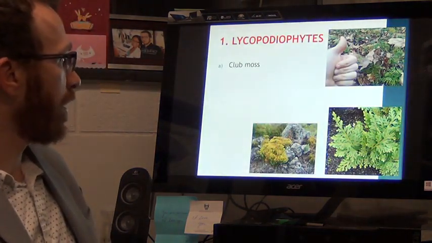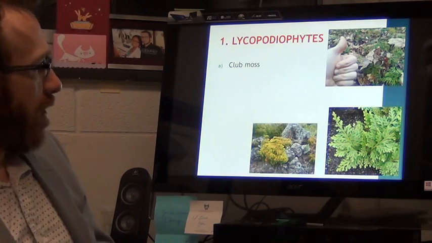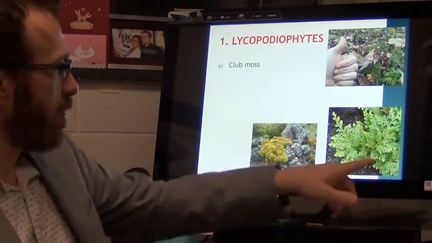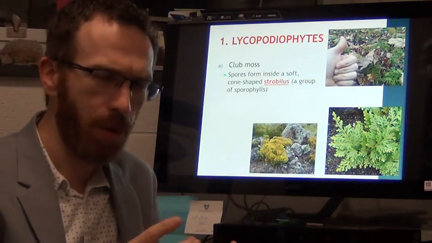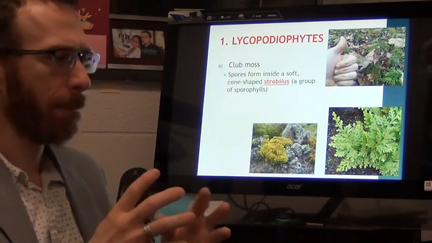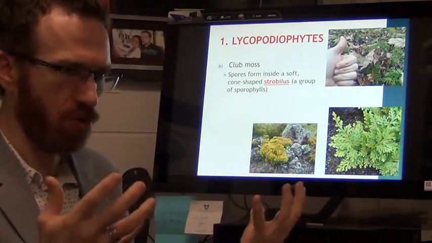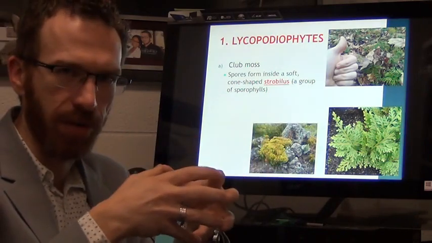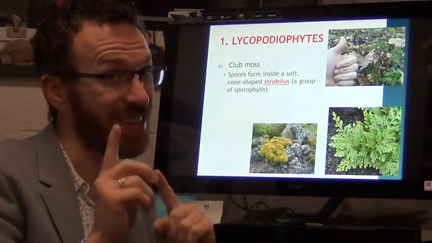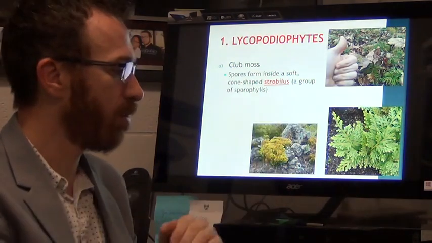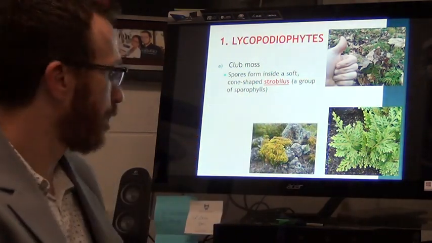So the lycopodiophytes, like we said, they're the club moss and spike moss. So that field that I was standing in in that last picture, those were club moss. And club moss have a special structure called a strobilus. And a strobilus is basically, we talked about what a sporophyll was, right? A spore-producing leaf. A strobilus is a group of sporophylls all clustered together. It looks kind of like a cone, but it's not a cone, at the top of a plant. I'll show you a picture in a second. But that's called a strobilus. It's a bunch of spore-producing leaves all clumped together.